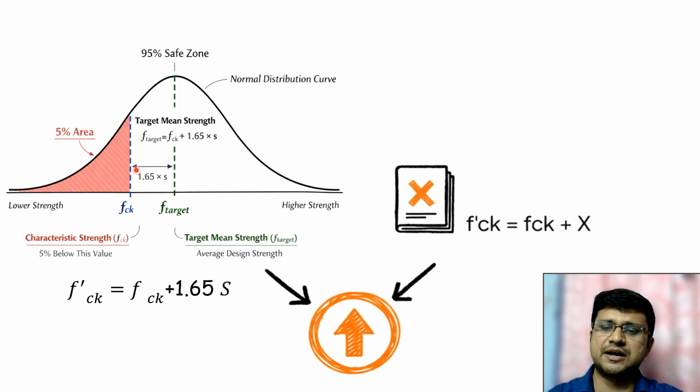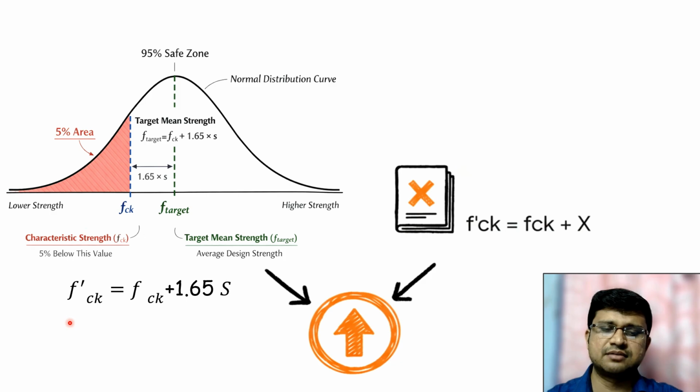Now, suppose for a different problem, not this concrete problem, it is said that only 2% of results can fail. If 2% of results can fail, then 98% of results must pass. At that time, this value will change from 1.65 and it will become some higher value. And that value we can get from the property of normal distribution, and there is one chart of normal distribution from which we will get this particular value.